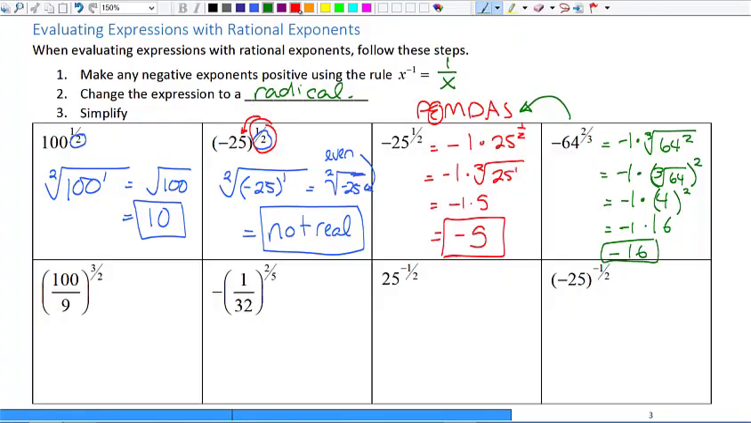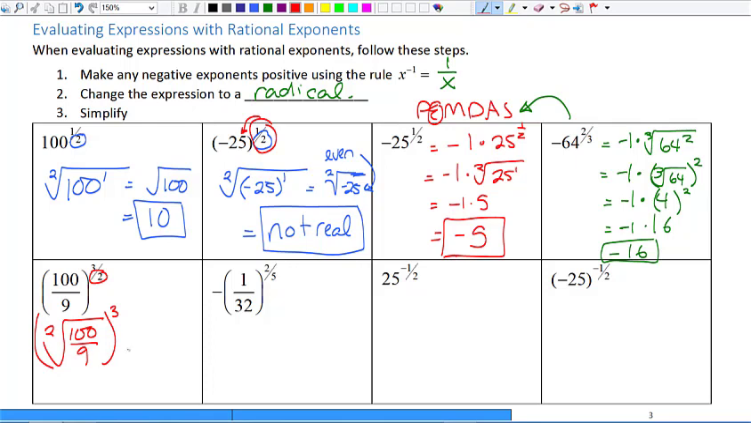On our next problem, we have 100 over 9 to the 3 halves. So the denominator in the rational exponent becomes the index. I could cube the inside first, or I could square root first. Just like our last problem that I did over there in green, it's easier to make my numbers smaller and then cube them instead of cube them and make them really big, and then I have to take the square root, which is kind of hard. So I'm going to go ahead and do the inside first.